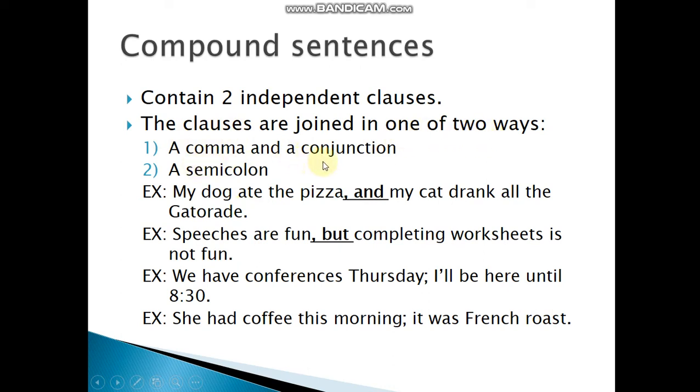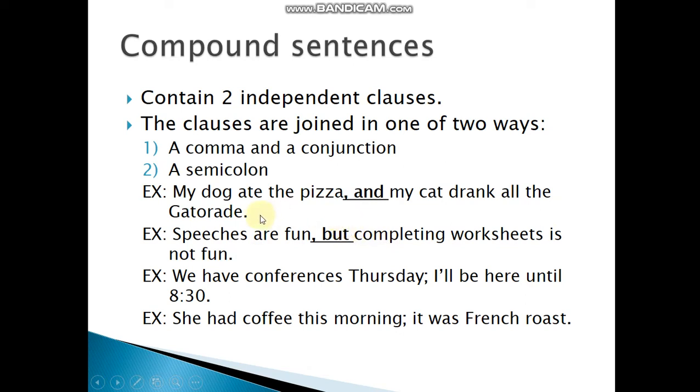As you can see, the clauses are joined in one of the 2 ways: a comma and a conjunction. This is the comma and the conjunction, or connective, and. Conjunctions or connectives are just the same. And then we have here a comma and the conjunction or connective but. So the two clauses are being connected by a conjunction.